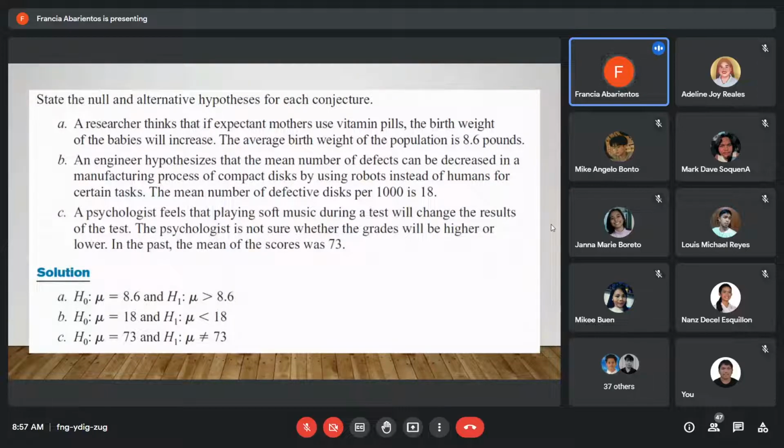In letter A, a researcher thinks that if expectant mothers use vitamin pills, the birth weight of the babies will increase. The average birth weight of the population is 8.6 pounds. So what is the common phrase that you can see here in letter A? What phrase in letter A?